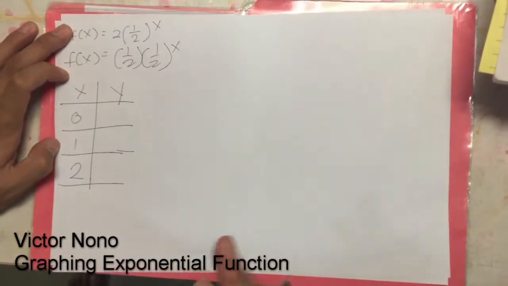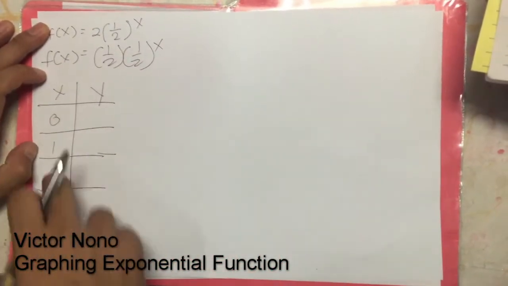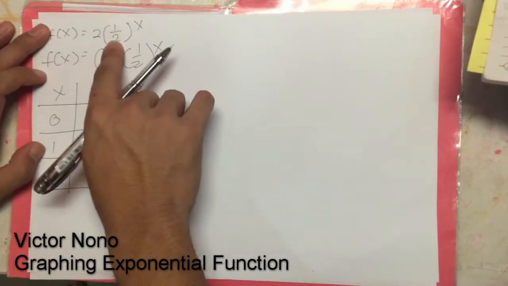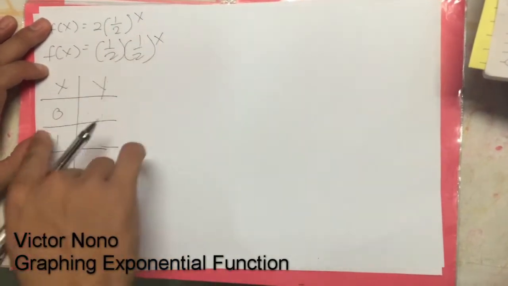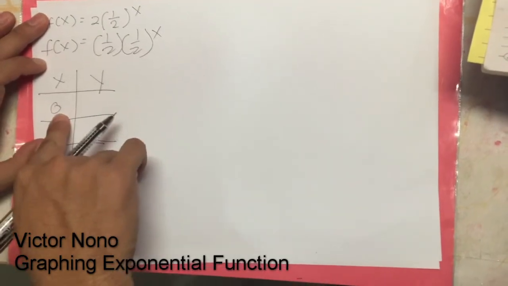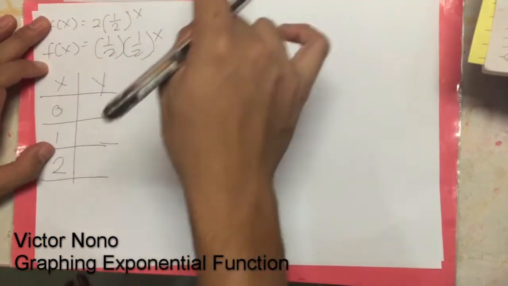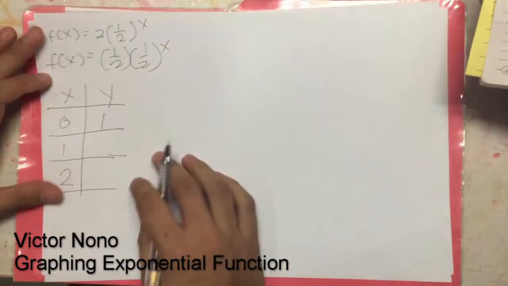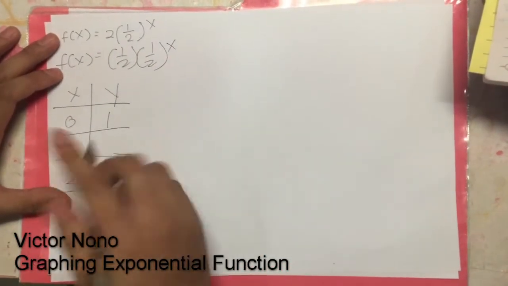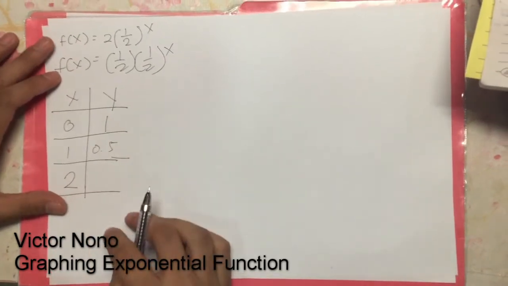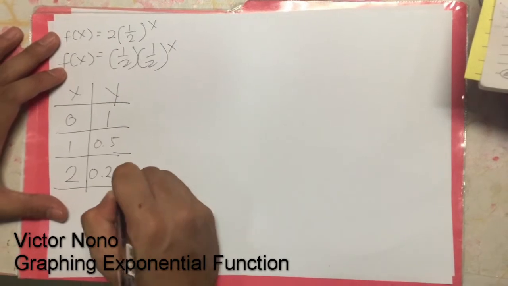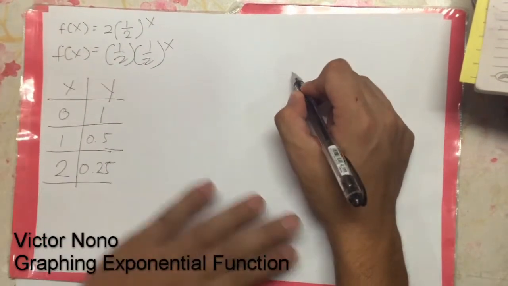So we will substitute the value of x into our function. The original function is (1/2)^x. So we will just substitute 0 into (1/2)^x. If you substitute 0, we will get 1, and if you substitute 1, we will get 0.5, and if you substitute 2, we will get 0.25. So let's graph.